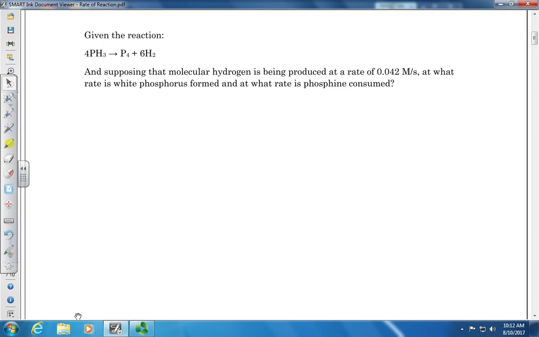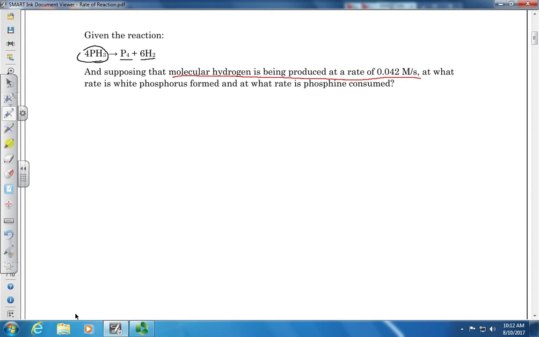So we know, what do we know from this information? Well, we know phosphine is a reactant, and we know that our white phosphorus and our molecular hydrogen are both products. So that's important, which means that we also know that the molecular hydrogen is being produced at a rate of 0.42 molars per second.